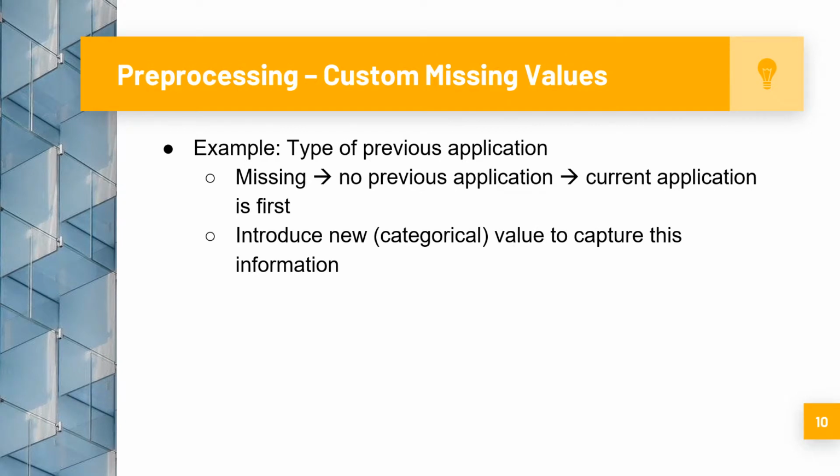One example of customizing the missing values is for the columns about the type of a previous application. This column comes from a secondary table about previous applications. A missing value in this column means that the applicant does not have any previous application, so we introduce a new categorical value for missing values to capture this information.